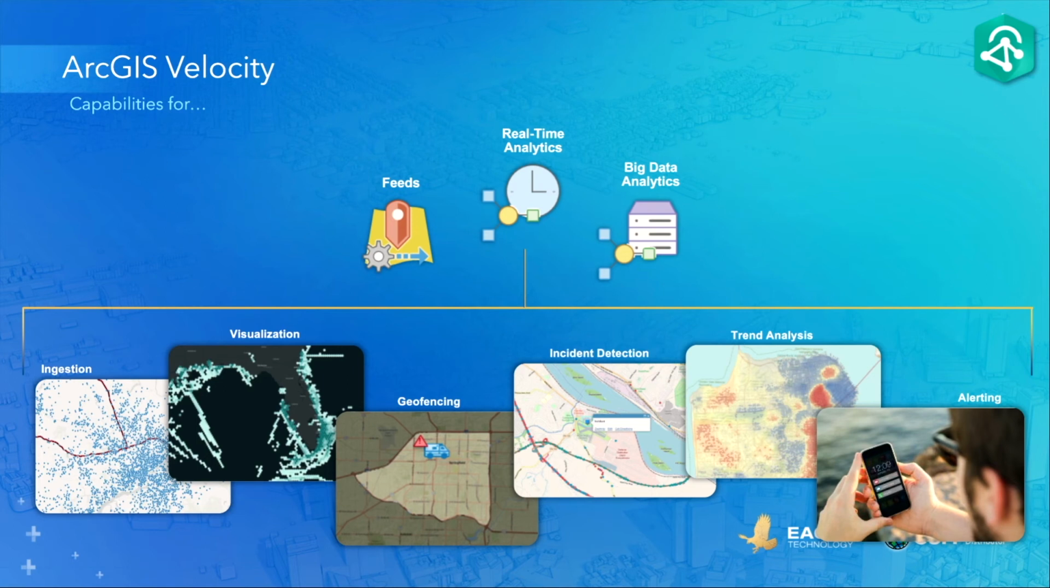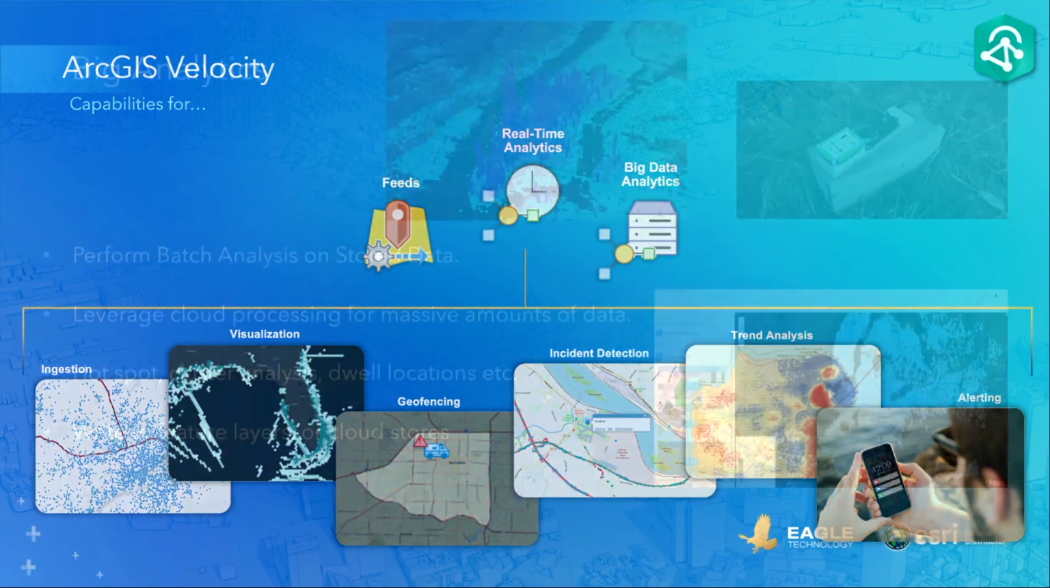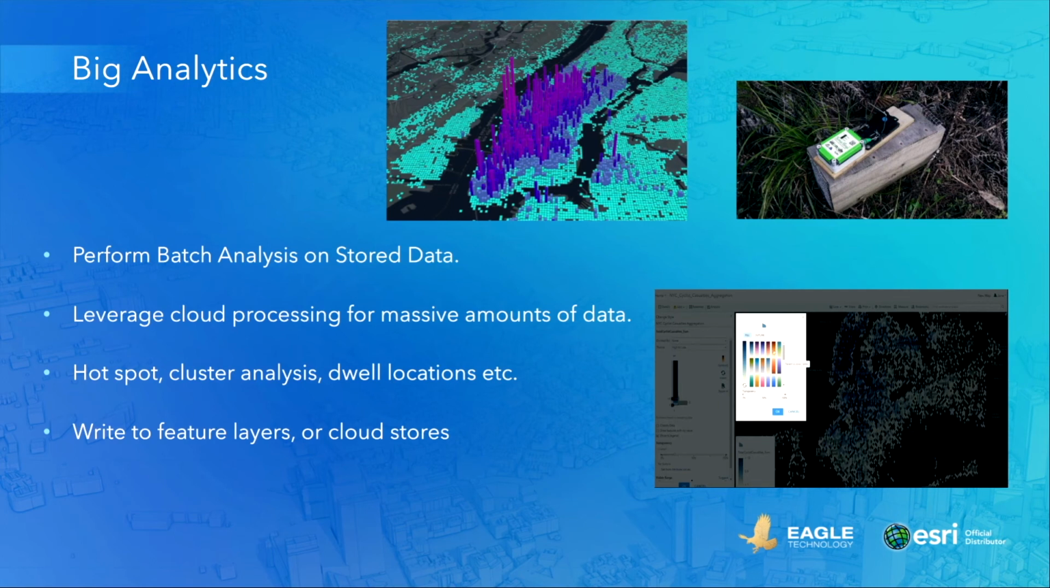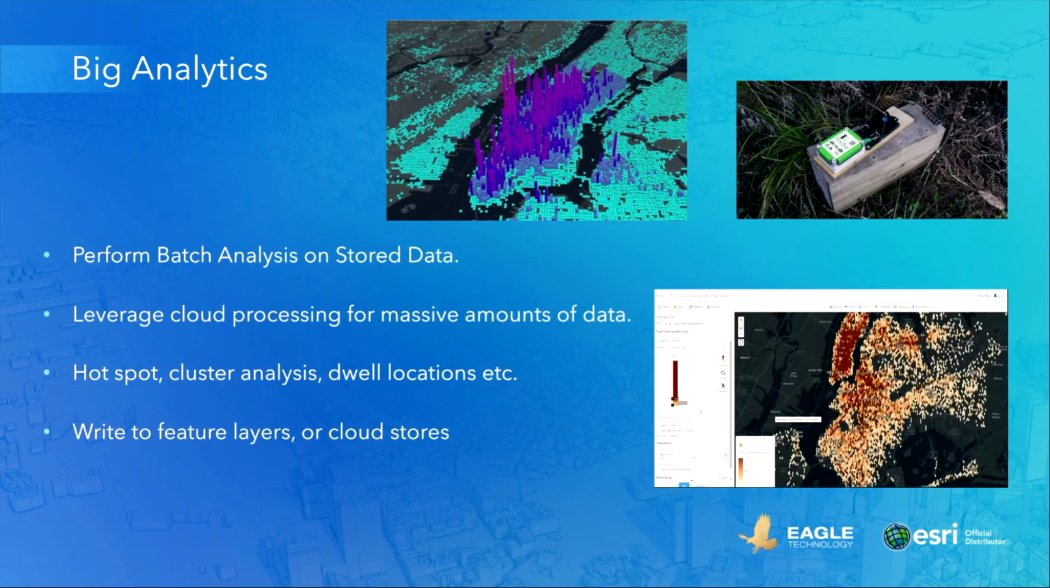Okay. Big data analytics allows you to analyze at scales that weren't previously possible. So you can understand historical patterns across space and time. You can use ArcGIS Velocity to perform big data analytics on IoT data you stored in ArcGIS, such as the previous feeds we've shown, or in big data storage systems like Amazon S3 and Azure Blob.